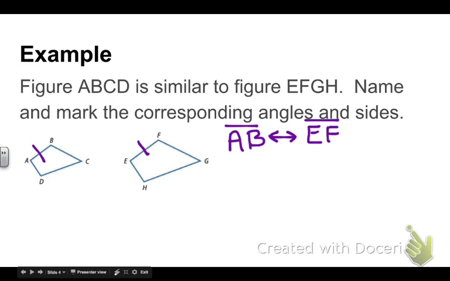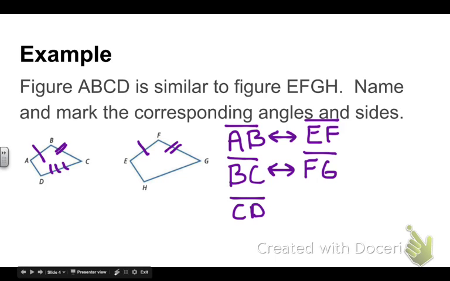Same thing, so the next one, BC. BC would not get 1 mark because then AB and BC would be the same length, and they're not. BC is a little bit longer. So that's going to get 2 marks. So line segment BC corresponds to line segment FG. And then we can keep going.